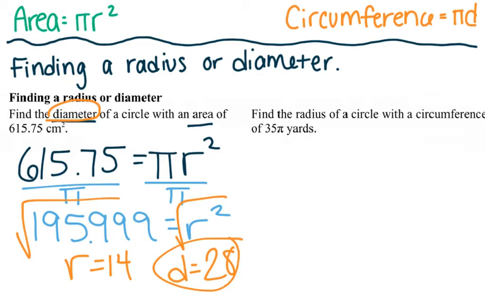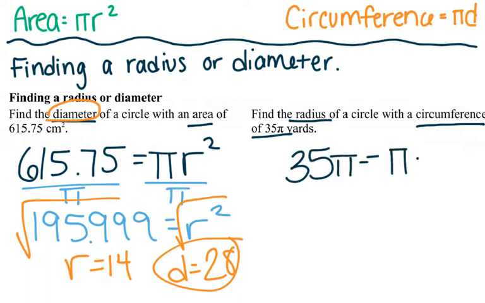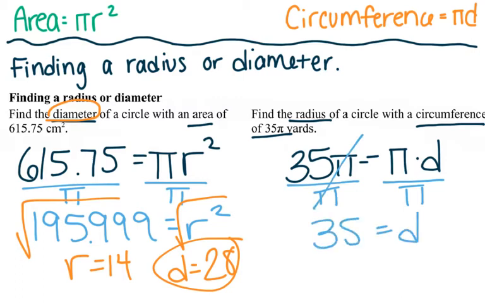Okay, so let's look at the other one. We're going to find the radius of a circle with a circumference of 35 pi. We know that the formula for circumference is pi times diameter. The first thing I'm going to do is get rid of the pi by dividing by pi on both sides. What's nice is we just get a whole number.